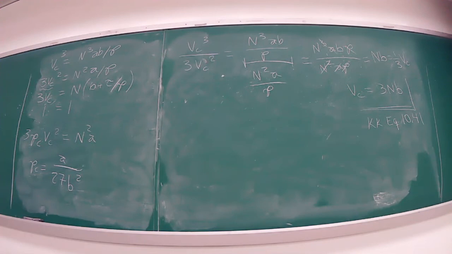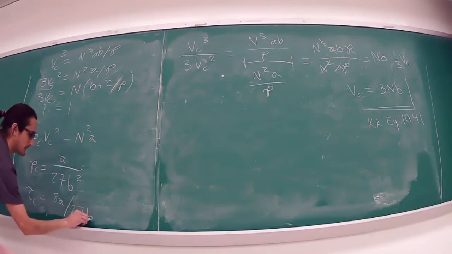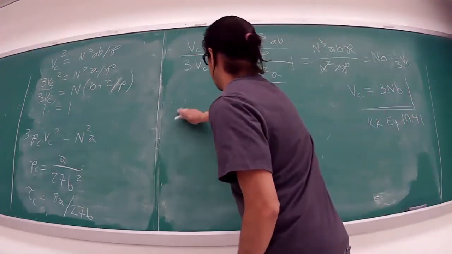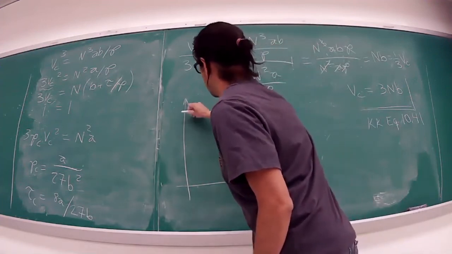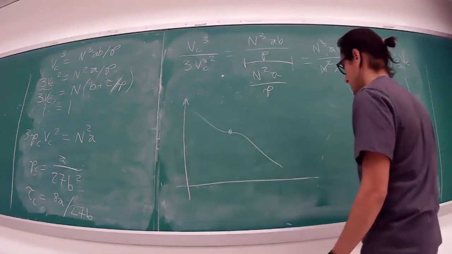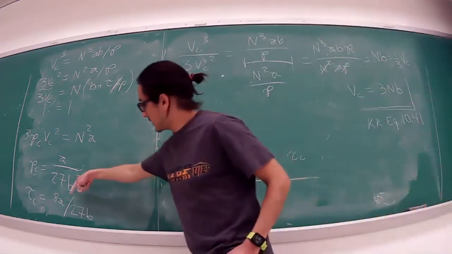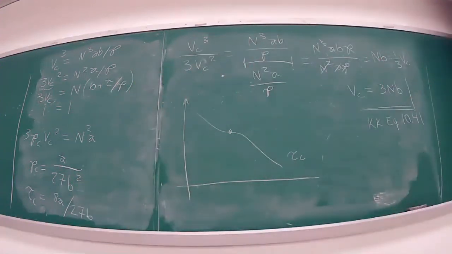And you can also get the critical temperature. You can get it from this equation over here. We know the critical pressure and the critical volume. So the critical temperature, so the isotherm, is going to be 8a divided by 27 B. Okay, and this is important because this is exaggerated, but this is your critical isotherm, has this value. It's just in function of your model parameters A and B.